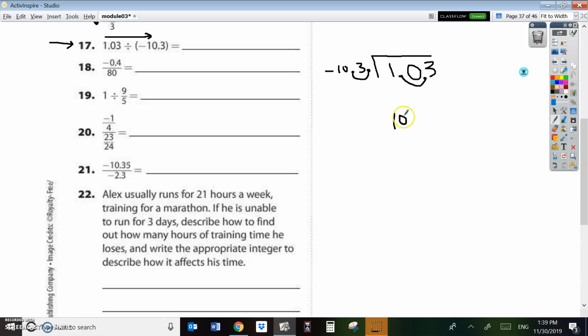So we have 10.3 divided by -103. Now if you look at this carefully, you see that it's the same number. It's like 103 divided by 103. Only bring the decimal up and put your 1 there, and then a positive divided by a negative is a negative, so it's -1/10.